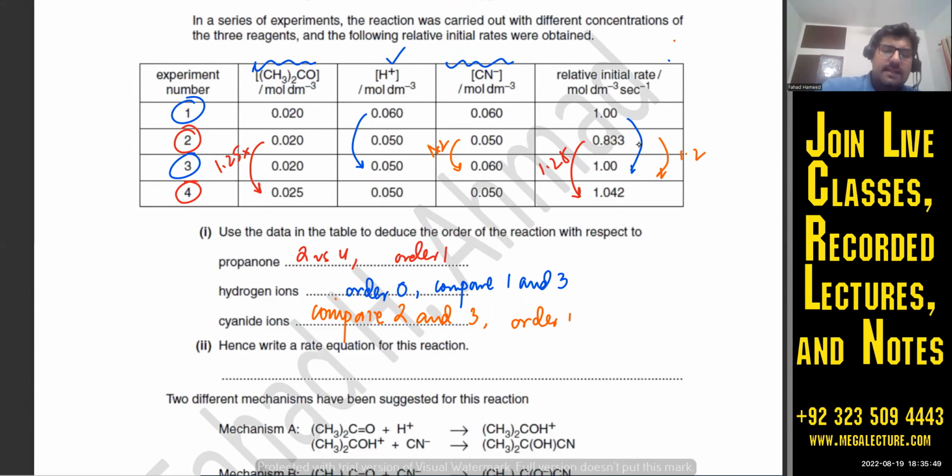So my rate equation is that it's dependent on, I'm going to put a k. So it's dependent on my first reactant, CH3, order 1. It's not dependent on my second reactant. H plus is 0 order. And it's also dependent on my third one, cyanide ions. It's order 1 with respect to that as well. Okay, is this clear?